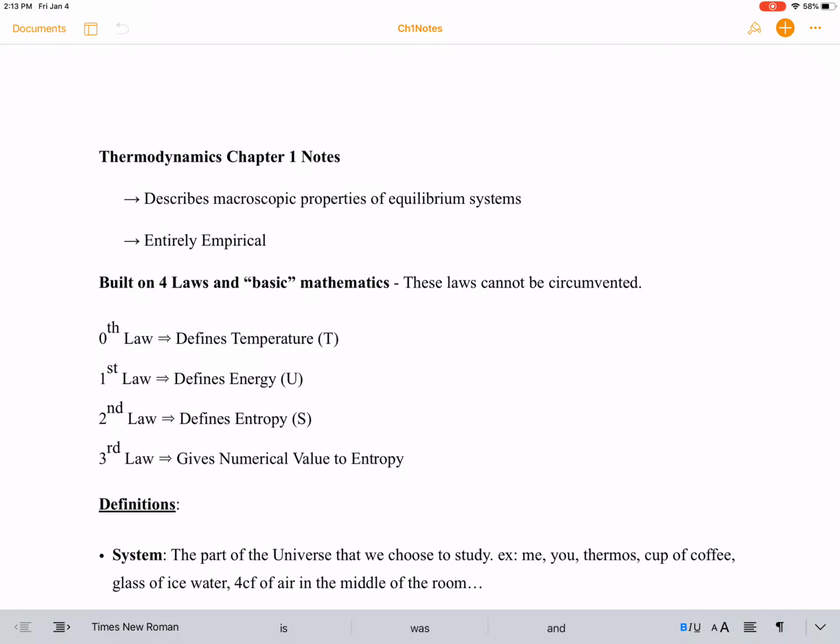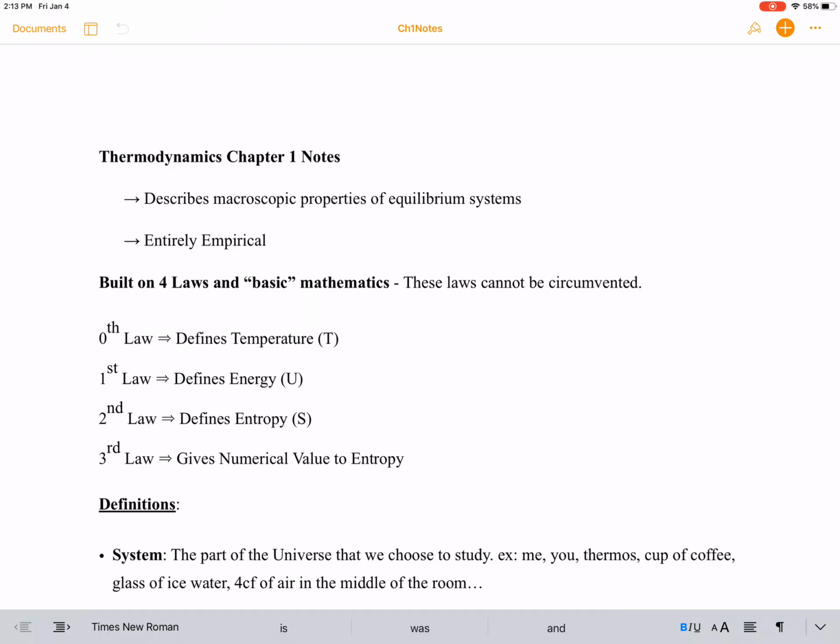And thermodynamics in this case is entirely empirical, meaning that none of the theorems can be proven outright, but have been shown by taking data and looking at actual systems to be appropriate. So they're empirical in nature and not derived, if you will. Thermodynamics is built on four laws and some basic mathematics. These laws cannot be circumvented.